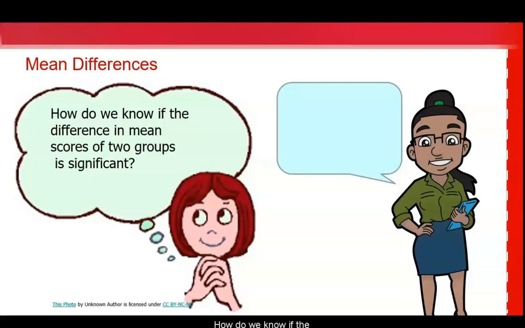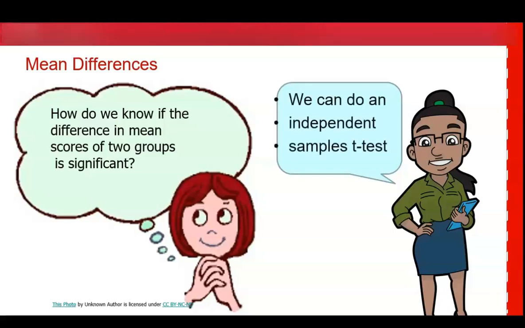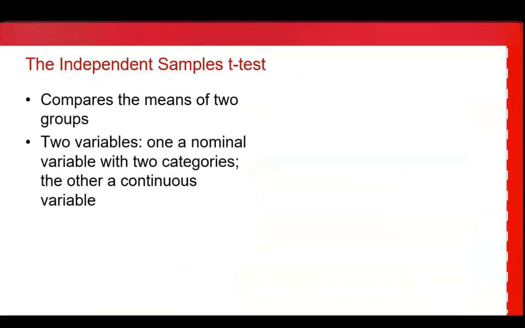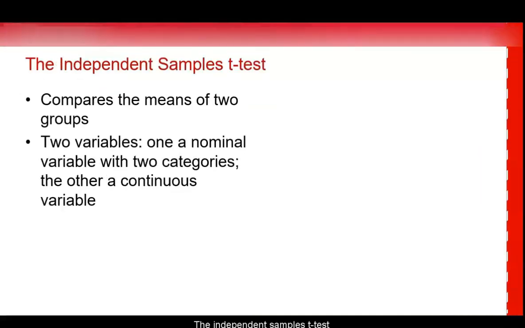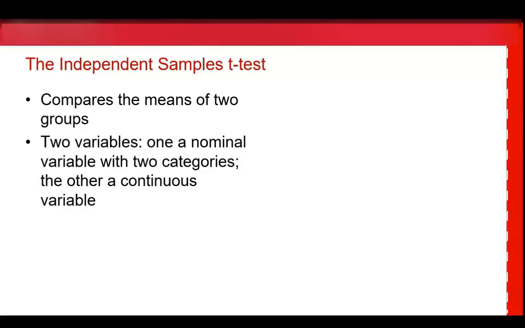How do we know if the difference in mean scores of two groups is significant? We can do an independent samples t-test. The independent samples t-test compares the means of two groups. There are two variables, one at a nominal level of measurement with two categories, and the other a continuous variable.